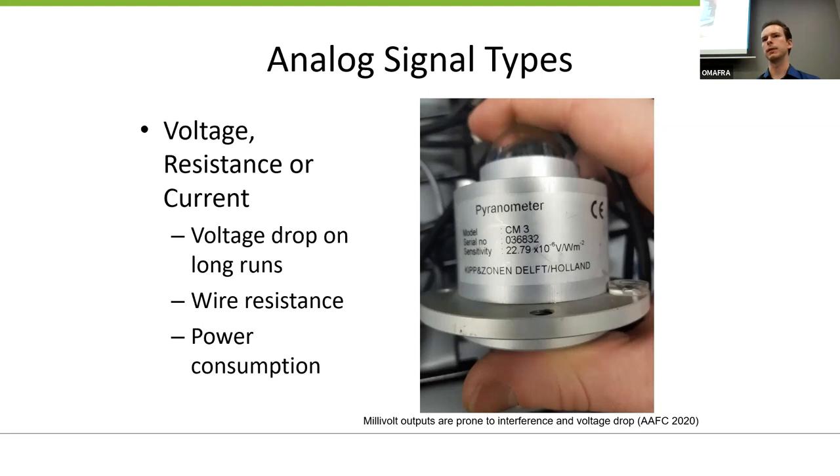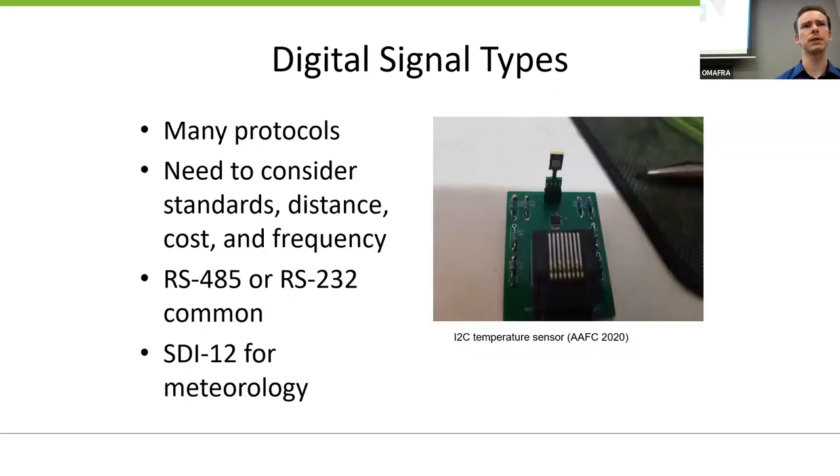Challenge, if you put these in a high density range, you're going to have voltage drops on long wire runs to consider. So you have to measure your wire resistance. And something like a current signal is going to consume more power, so it might not work on a battery system.